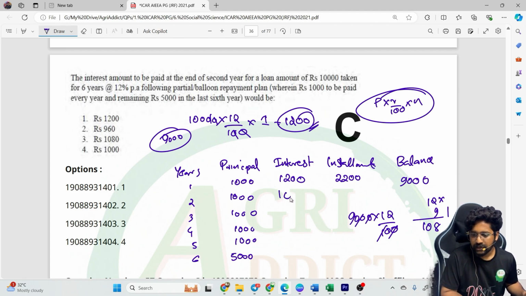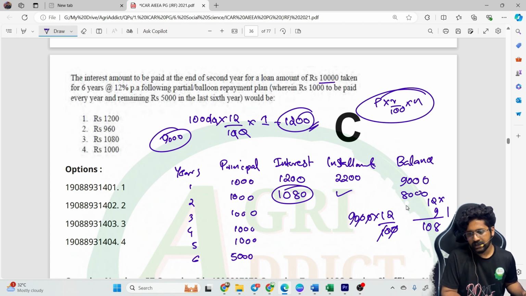So it's 1080 rupees. The question asked is the interest amount to be paid at the end of the second year for a loan amount of 10,000 rupees. So therefore the answer is 1080 rupees. Similarly, you can see what is the installment and what will be the balance. The next balance will be 8,000.